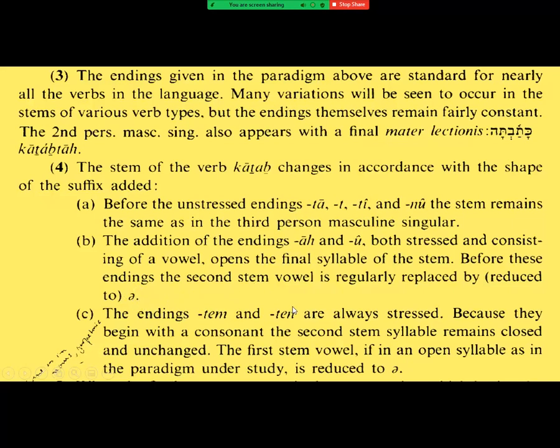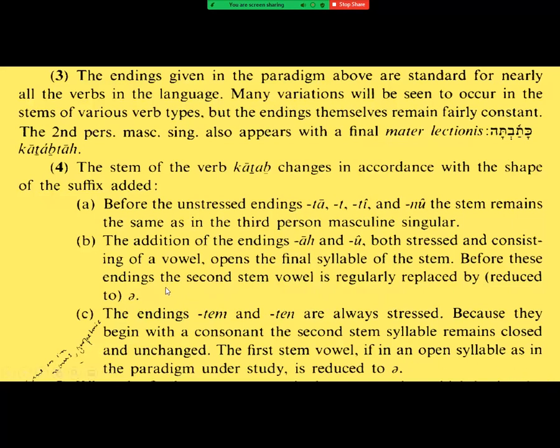And the endings tem and ten are always stressed. The accent is on the last syllable in those cases. Because they begin with a consonant, the second stem syllable remains closed and unchanged. And so the first stem vowel is reduced to a schwa.